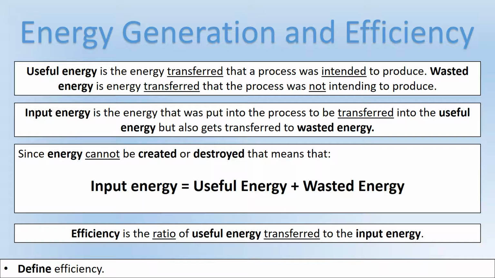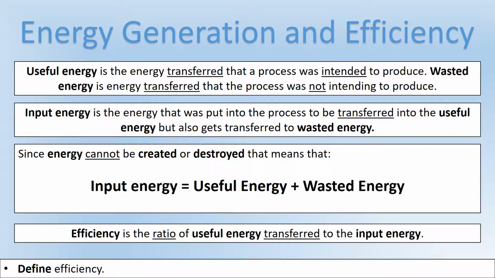So we have lots of different processes we harness as humans, things like combustion or batteries. So useful energy would be the things that those processes produce that we actually want, or that they're intended to make. Wasted energy would be types of energy we get that we weren't intending to make. And quite often that would be in the form of thermal energy. And the input energy is the amount of energy we put into a given process, and then that is transferred into both the useful and the wasted energies.